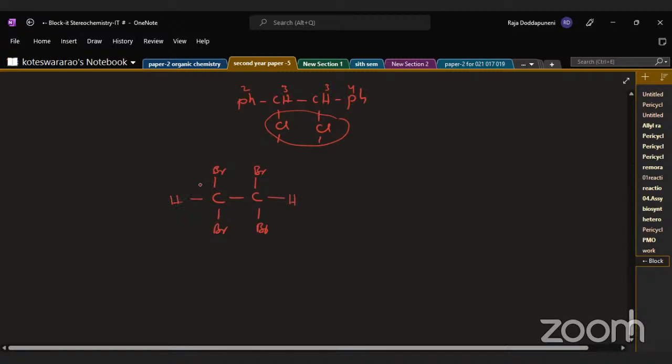What is that? It gives the 1, 2 numbering. 1,1, 2,2 tetrabromo.